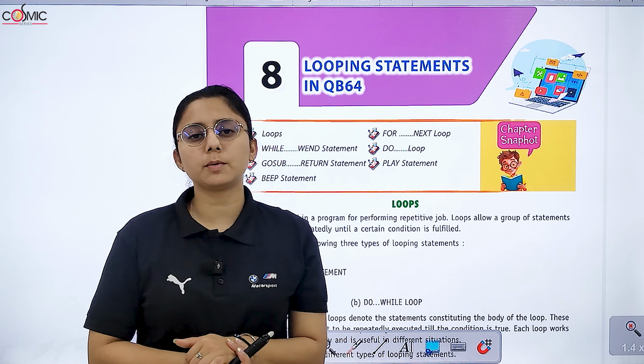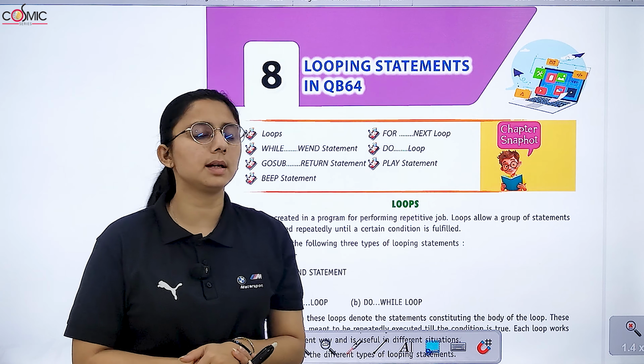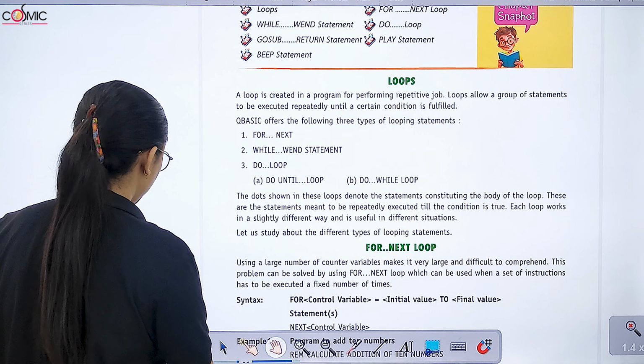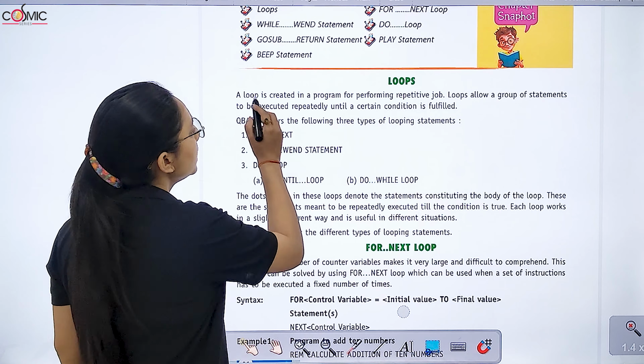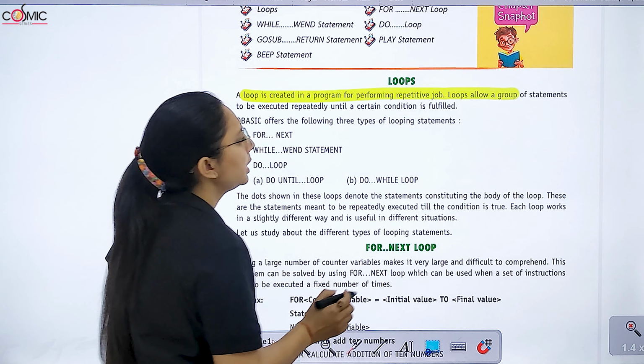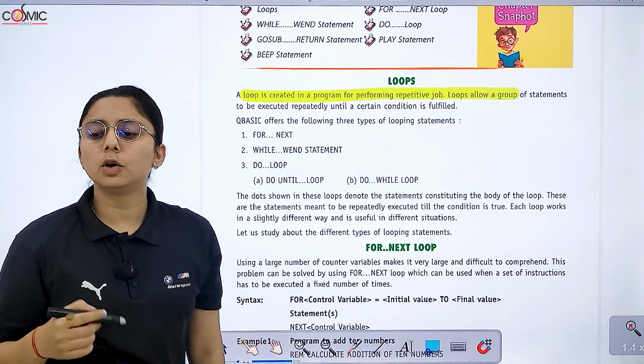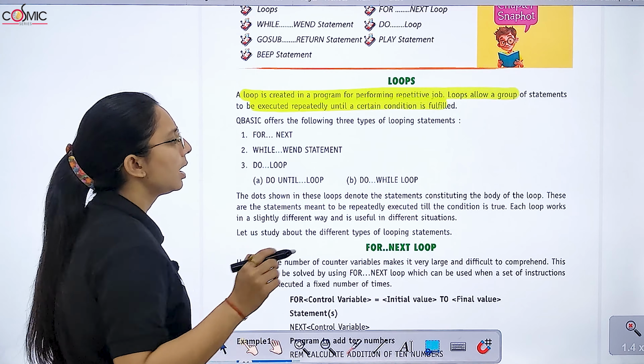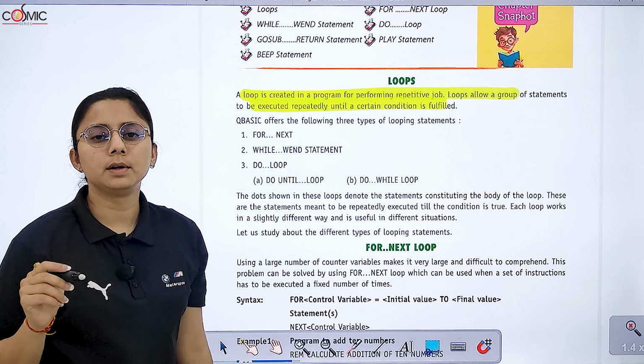Now today let's start with chapter number 8, looping statements in QBasic. I will tell you what loops are. A loop is created in a program for performing repeated work. Loops allow a group of statements to be executed repeatedly until a certain condition is fulfilled.